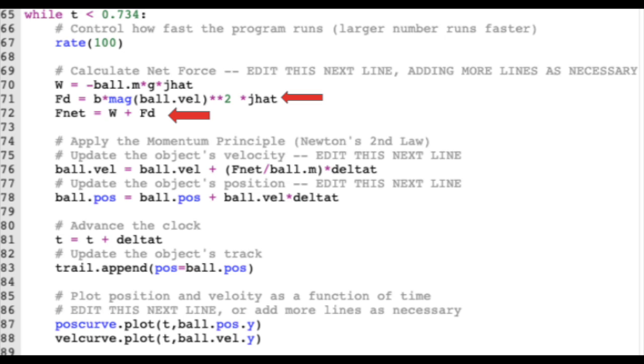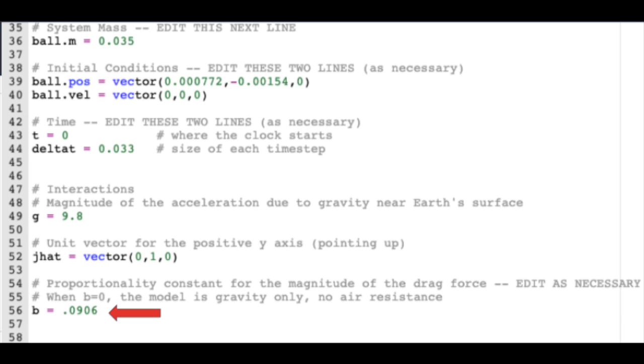The main thing we need to adjust for is Fnet, and this is done through the creation of a new variable, F sub d. F sub d is the drag force, and is set equal to the equation b times the velocity squared. In this case, b times the magnitude of ball dot v squared times i hat. And Fnet is changed to W plus F sub d. In doing this, we are creating another new variable, b, which is currently set to 0. The next task is to find an appropriate value for b. This is done through testing and checking.